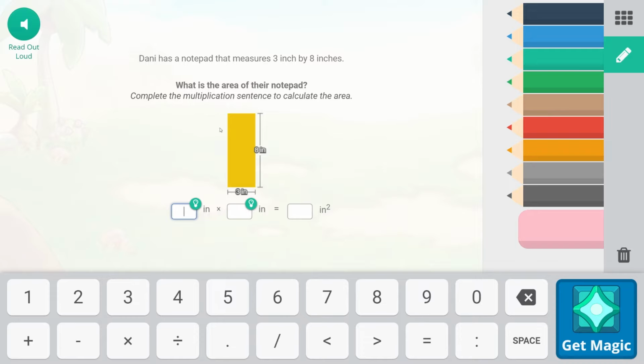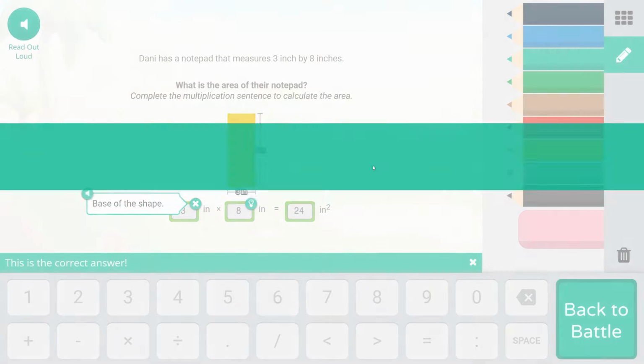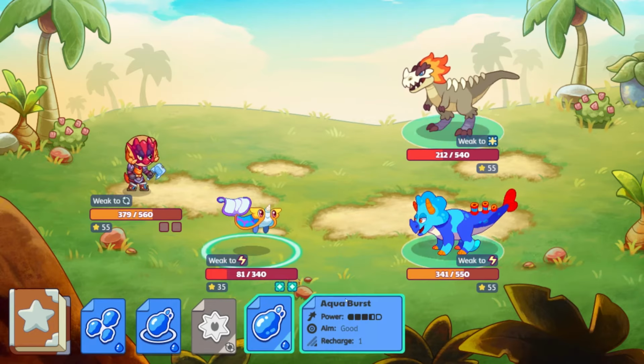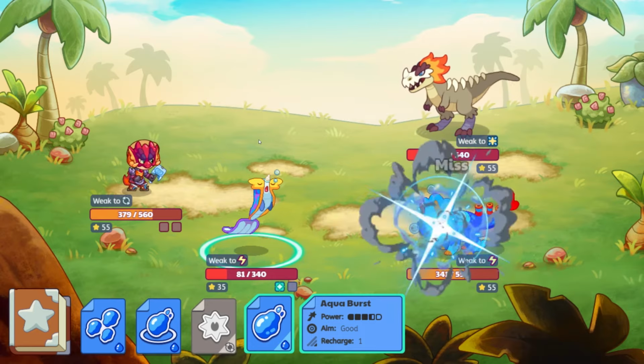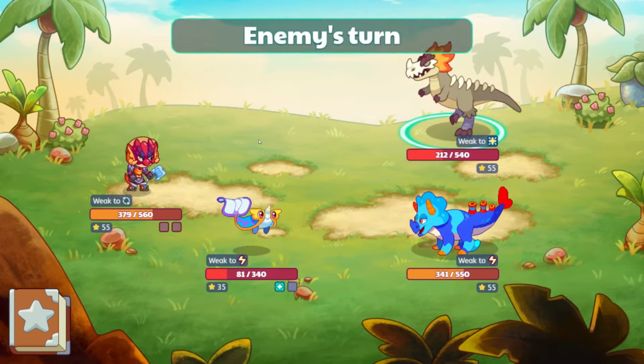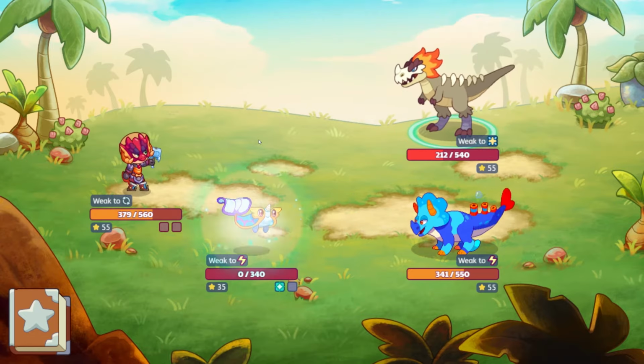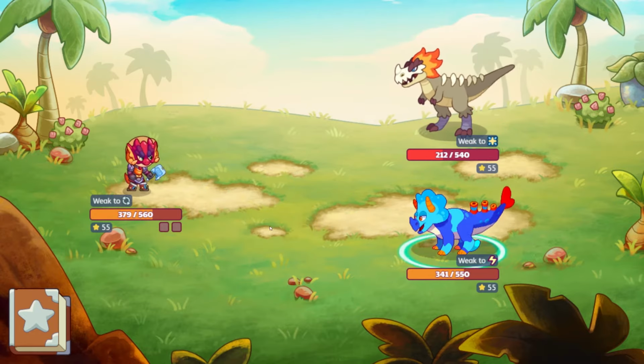All right, so what is the area? So area is multiplying. So 3 inches by 8 inches. If you need to know the area of the notepad, what you're going to do is 3 inches by, let's see. Oh, the base of the shape, yeah, 3 times 8 is going to equal 24. There we go. 8, 16, 24 would be skip counting.